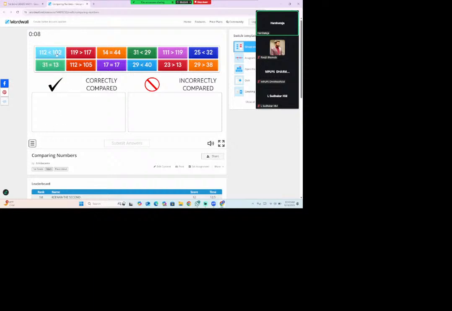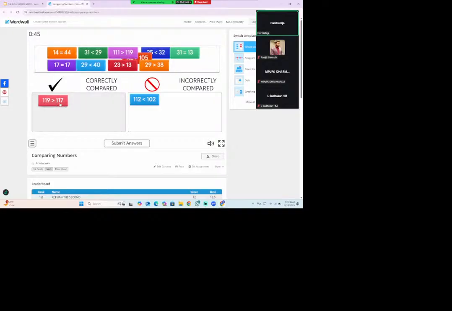So the hundreds place here, 112 and 102. There's a 1 in the hundreds, there's a 1 in the tens here, and a 0 in the tens here. So the teeth should be facing towards the 112 because it's bigger, but it's not, so this is incorrect. Now 119 and 117. We know that 119 is bigger because the hundreds place is the same, the tens place is the same, but 9 is greater than 7. So the teeth should be pointing towards 119. So it's correct.